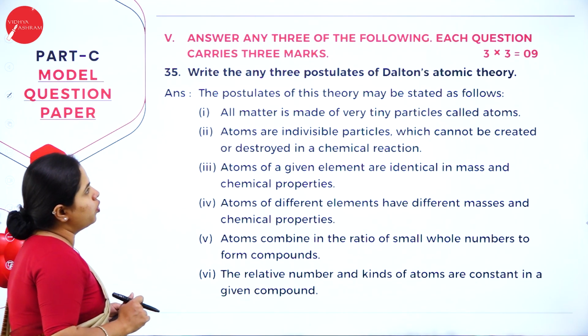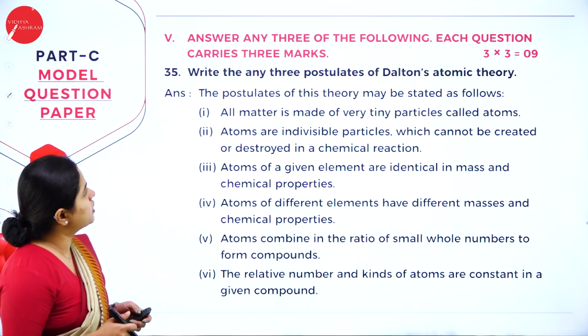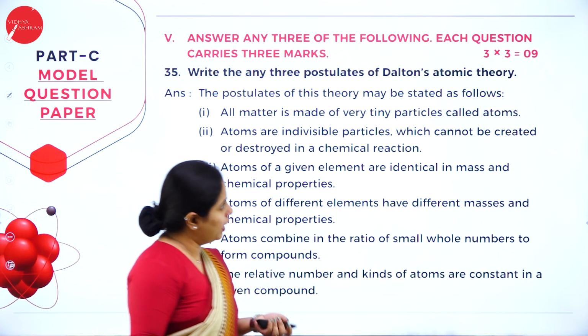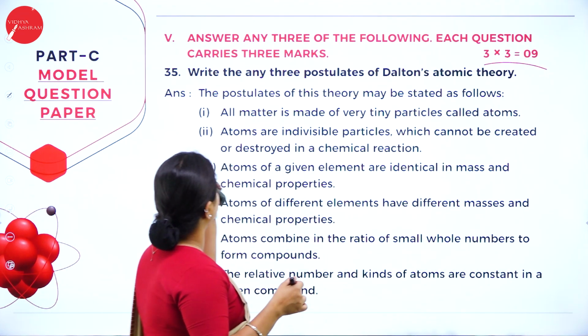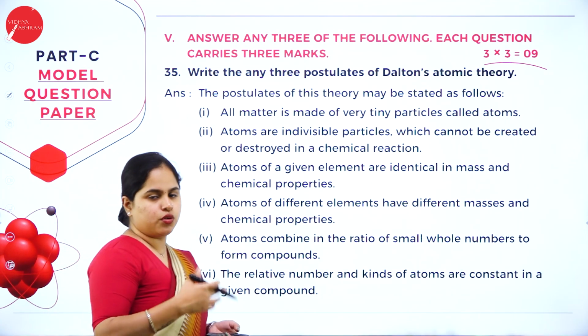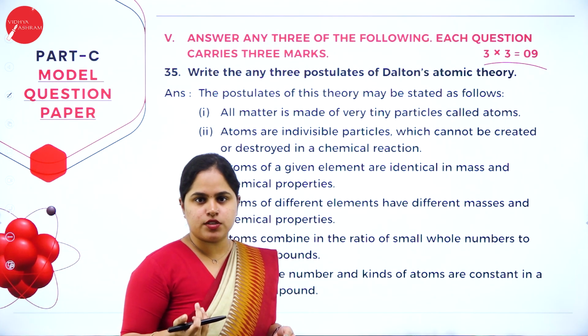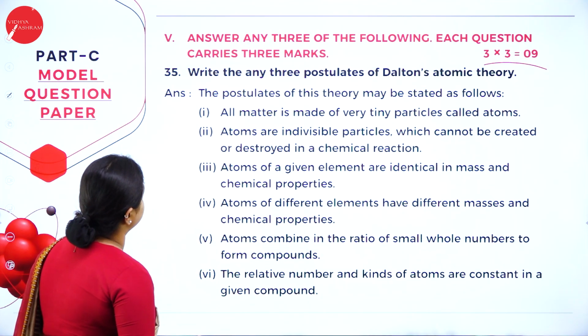Answer any three of the following. Each question carries 3 marks. So out of the questions that we are going to discuss, any 3 you have to do. Again, you have 3 into 3, 9 marks. In the fourth section it was the same. 3 questions you have to attend. Out of the questions we have discussed, you will get 3 marks for each question, that is 9 marks, and from here you get 9 marks. Let's discuss the first question.